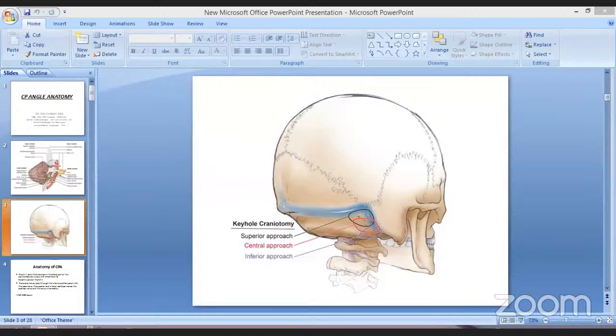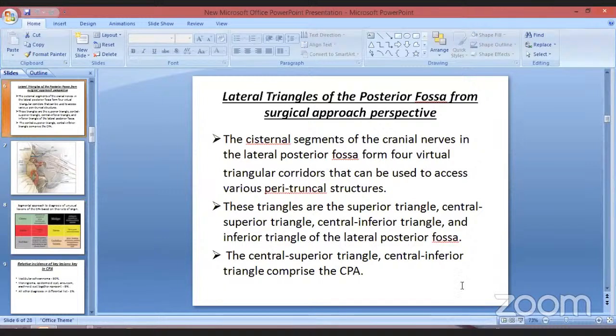I'm sorry, but you're on the same slide which shows keyhole craniotomy. Can you see it now? We are on the slide that shows the lateral triangle of the posterior fossa. Okay.